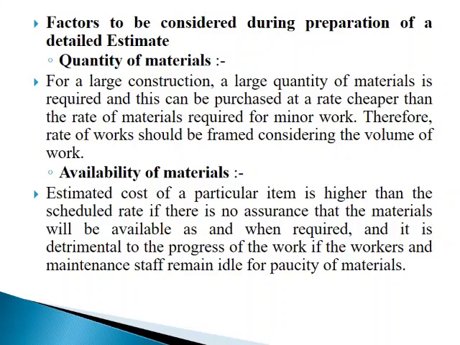What are the factors we can consider? First is the quantity of materials. For a large construction, a large quantity of materials is required, which can be purchased at a rate cheaper than the rate of materials required for minor work. Therefore, the rate of work should be framed considering the volume of work. So the volume of work or quantity of material is the first factor.